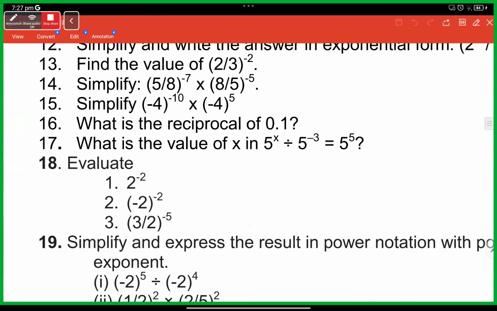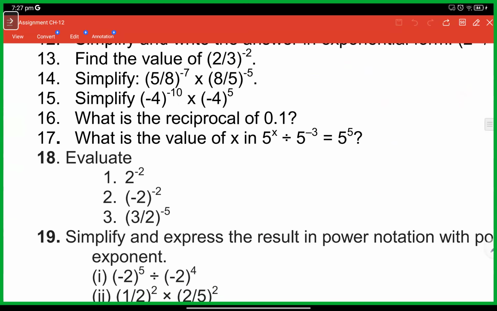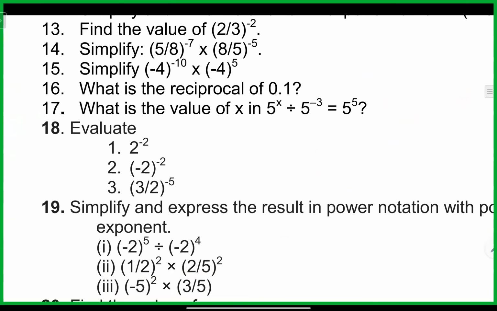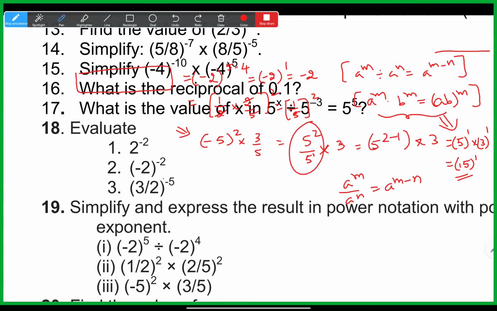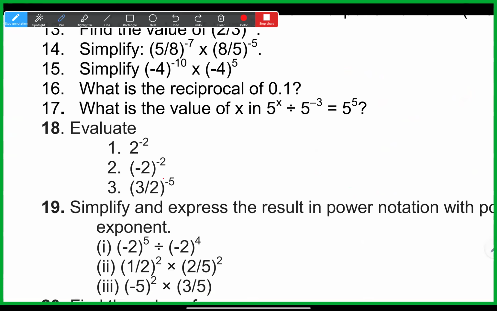Then evaluate 2 power minus 2. Can you tell the answers directly? Sir, 1 by 2 whole power 2. This is 2 power minus 2 is equal to 1 by 2 power 2, which is 1 by 2 into 2. a power minus n is equal to 1 by a power n. For all of them, it is the same.